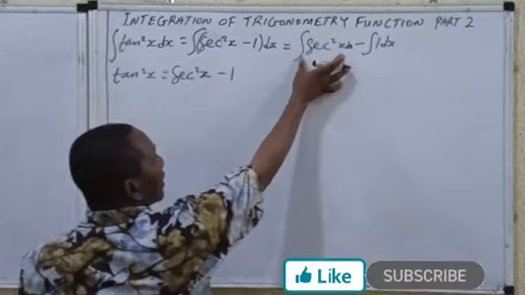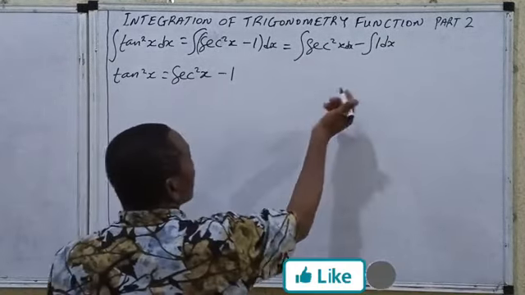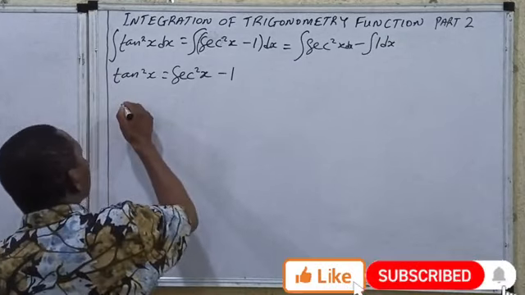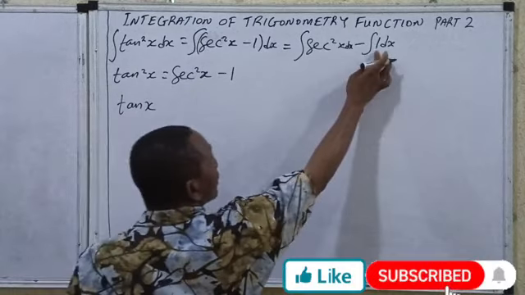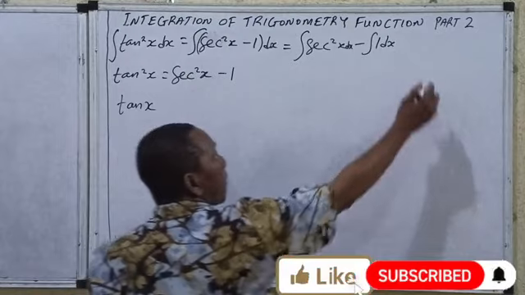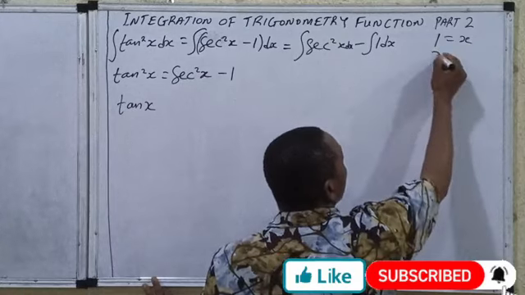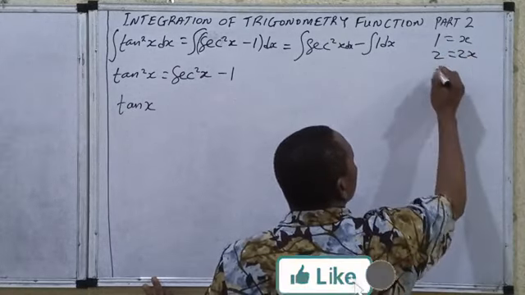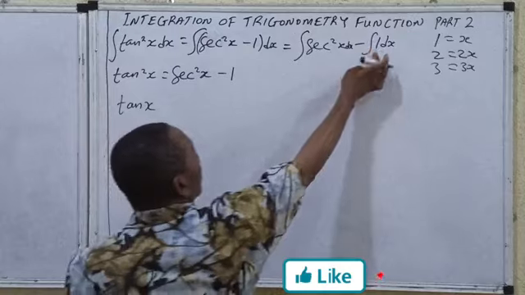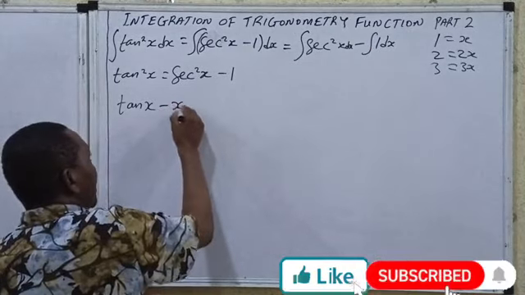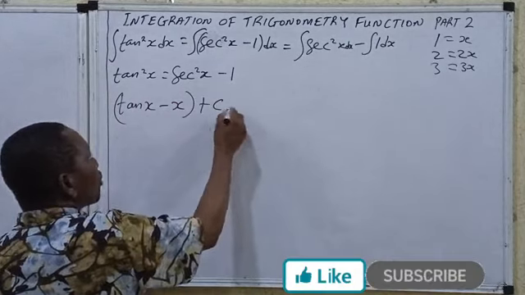If you integrate sec squared x, what will you get? The answer is tan x. Then if you integrate 1, or any constant, you have x. This is actually 1x. If you integrate 2, you have 2x; if you integrate 3, you have 3x, and so on. So if you integrate 1, you have x. As usual, just add your plus c. So this is the answer.